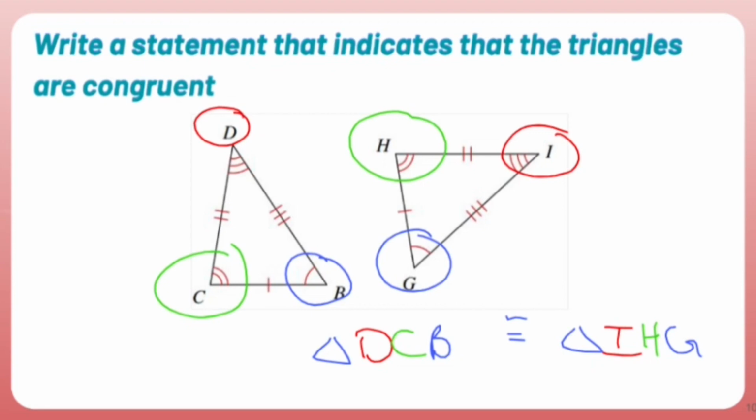Now, the reality is we have not an infinite amount, but like 4 or 5, maybe 6 ways that we can write this out. I can write this out as CBD is congruent to HGI, or I could do BCD is congruent to GHI, as long as D matches up with I, C matches up with H, and B matches up with G. It's all good as long as you put things in the corresponding order.